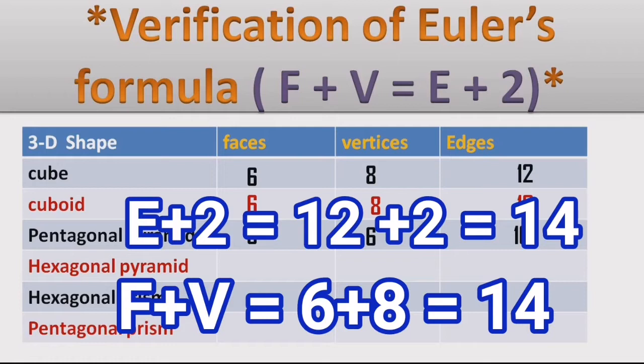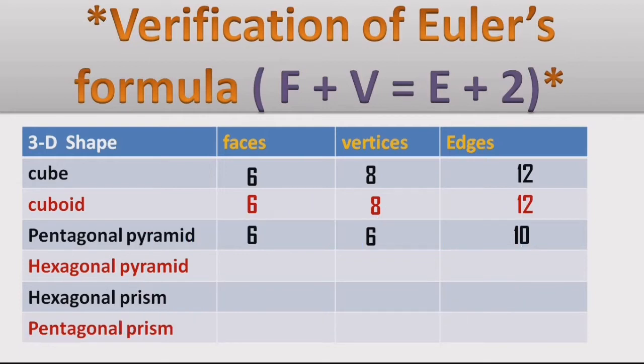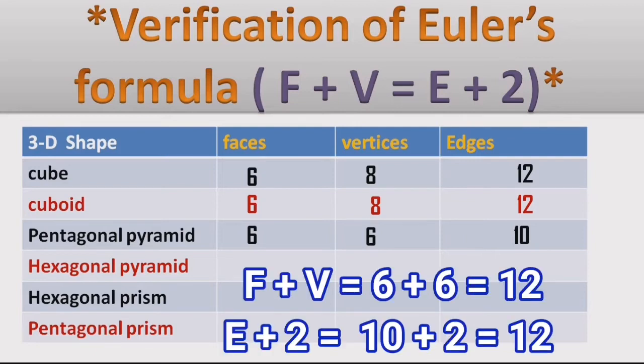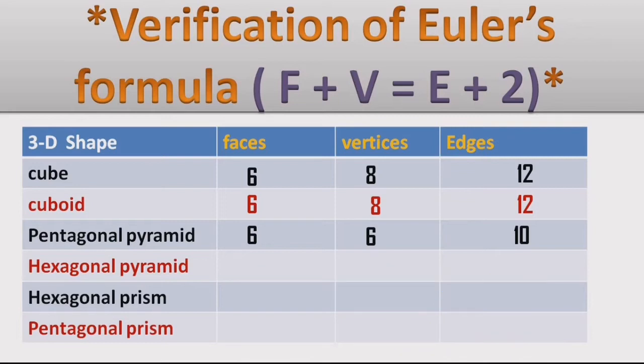For the cuboid also the same thing will happen. Now let's focus on the pentagonal pyramid. It has 6 faces and 6 vertices. Add them, we get the answer 12. Now for the edges, we need to add 2. 10 is already there, so 10 plus 2, again 12. So on both sides we get the same value, that is 12 and 12. That is why, again, for the pentagonal pyramid the verification is done.